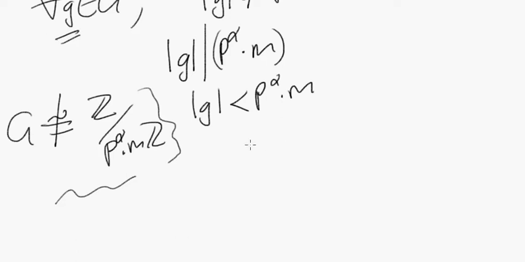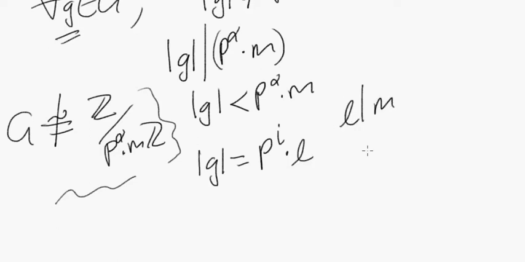But we've been exploring before that the order of G has to equal p to the alpha times m. Given that the order of every element divides the order of the group, the order of little g has to be of the form p to the i times some l, where we said that l divides m, and i is just some natural number between alpha and 0.